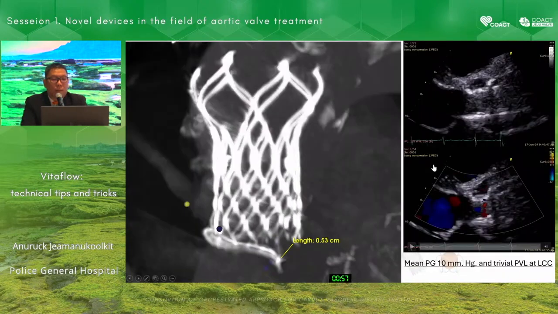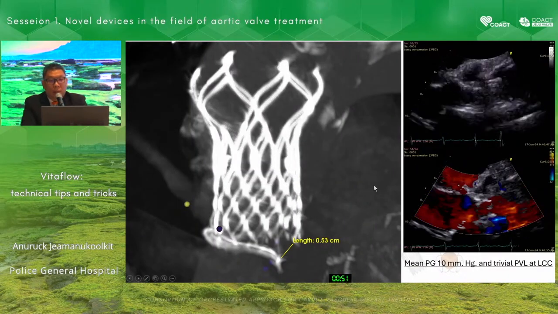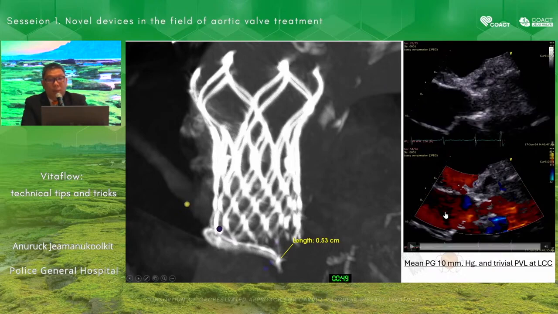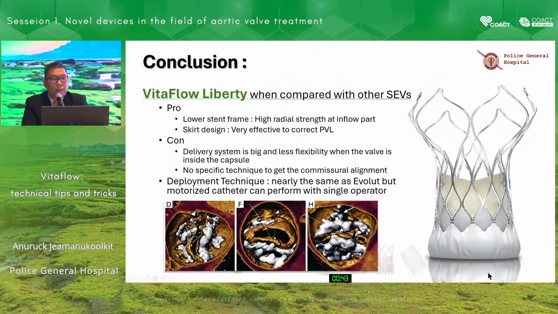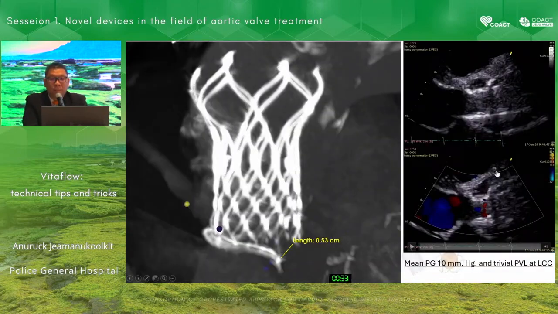And it's quite good. The function of the valve is fine, with no problem because the gradient is good. There is no paravalvular leak, but you can see that there is some HALT in front of the right coronary, and this is the HALT in the right leaflet, the RCC cusp.